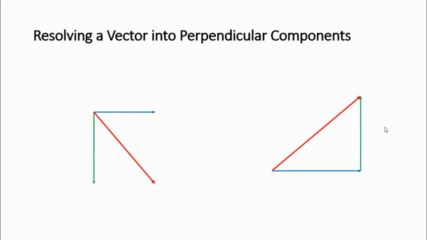You're starting with one vector and trying to break it up into its two perpendicular components. So it's like the reverse of what we did with adding perpendicular vectors. When we were adding perpendicular vectors, we start with two perpendicular vectors, we combine them and we get one resultant. When you're resolving a vector, you're starting with one vector and you're trying to break it up into two perpendicular components, which, if you added, would give you back the resultant that you started with.